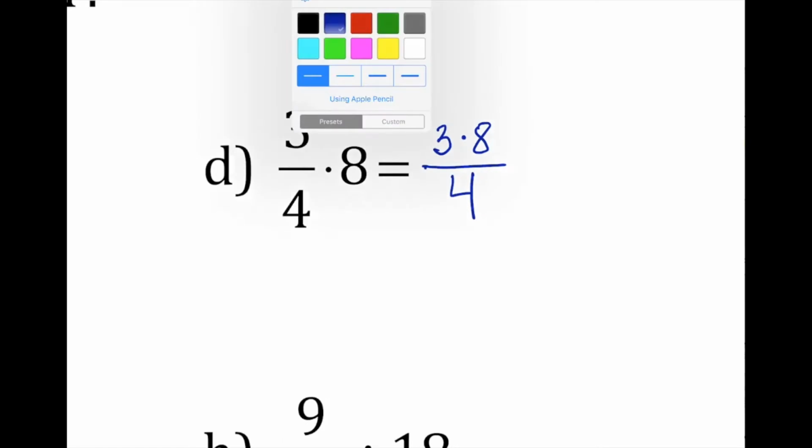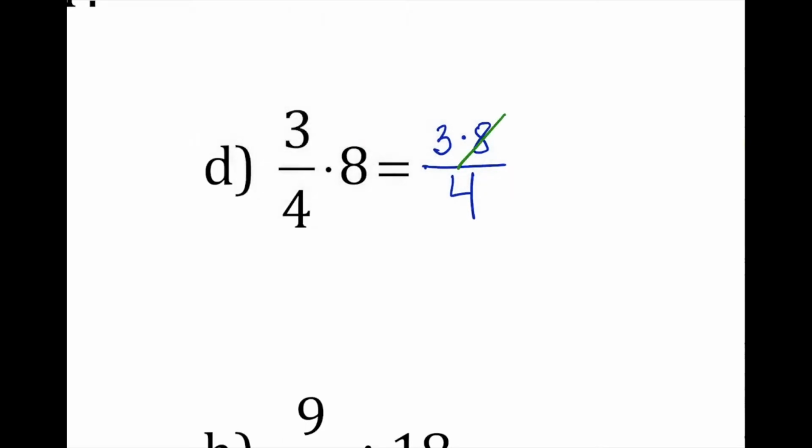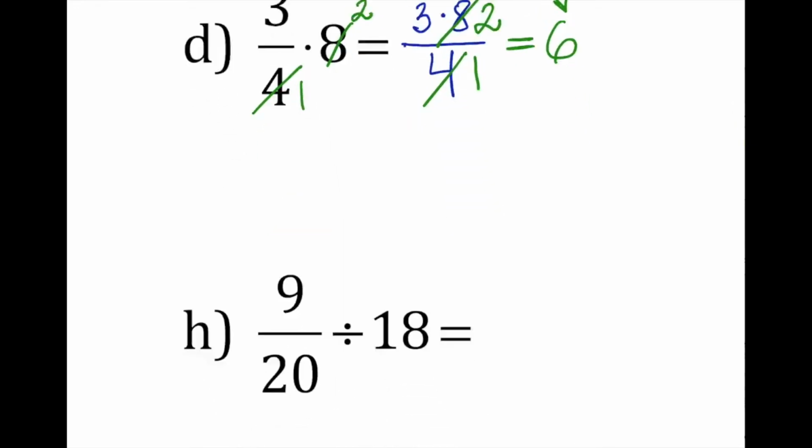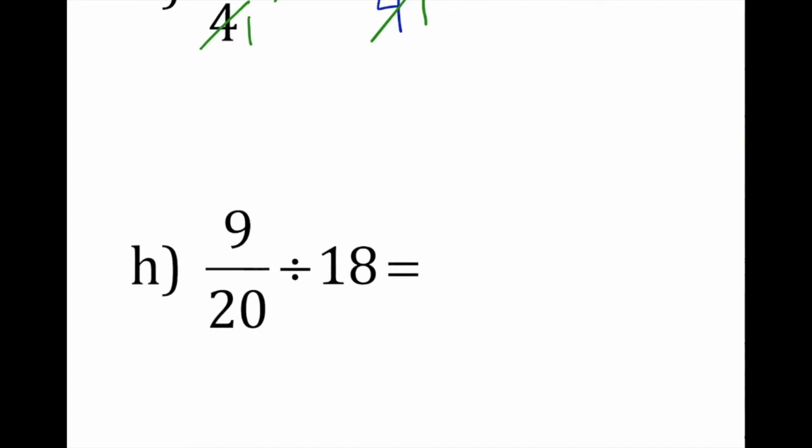And then I can do the simplifying part. So this, I divide both by 4. That will leave me with a 6. Or again, I could have done this 1, 2, and that will leave me 3 times 2, 2 as 6. Now here we have 9/20 divided by 18.